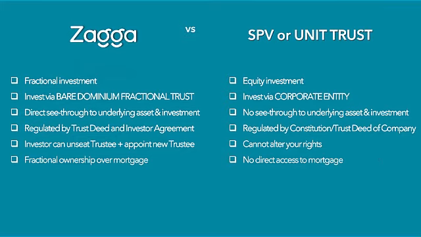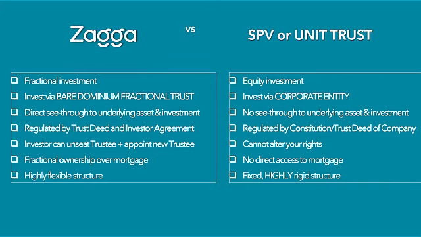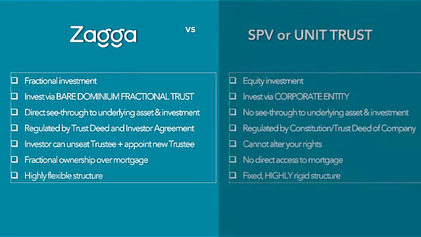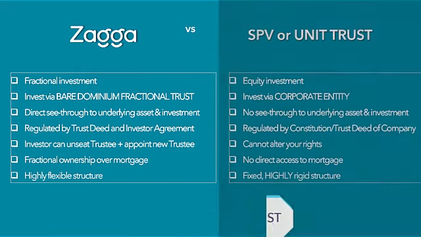The Zagga structure is highly flexible in terms of the rights and obligations it can allow from transaction to transaction or from investor to investor, on condition that everyone is treated on a like-for-like basis. Whereas in an SPV or a unit trust structure, it's a fixed, highly rigid structure. So that, in a nutshell, is really the difference between the Zagga Fractional Investment Structure through Zagga Investments Lending Trust, with Zagga Investments Pty Limited as the trustee holding its financial services license, as opposed to the classic type of investment through a special purpose vehicle or a unit trust.